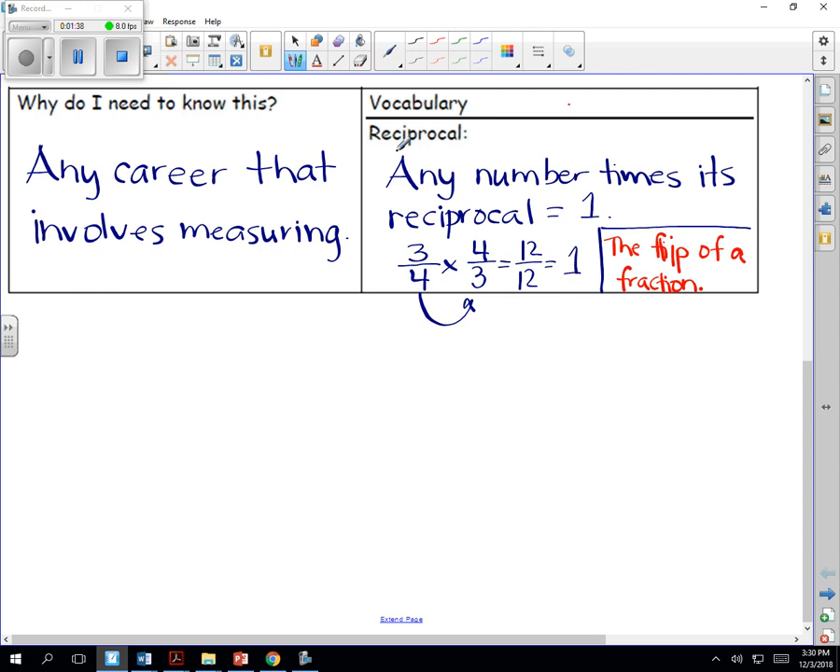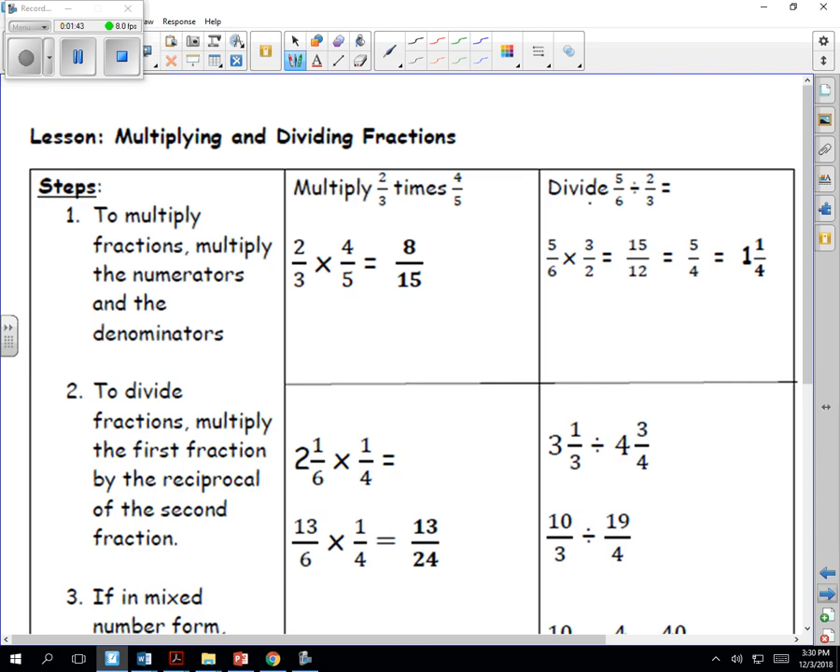All right, so we're going to try this on some problems. We're going to look at the rules real quickly. When you multiply fractions, you multiply the numerators and the denominators across. And we looked at that today. You simply multiply the numerators and denominators across because we already have them as proper fractions. That's going to give me 8/15.